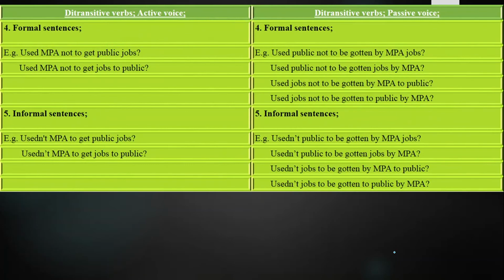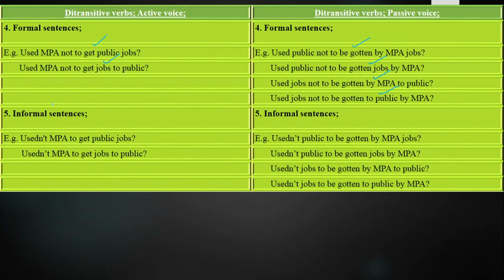Next we have got the formal sentences of modal auxiliary verb used to. Those sentences in which we ask a question, deny the statement, and ask in a formal and polite way are called the formal sentences. Use MPA not to get public jobs. Use MPA not to get jobs to public. Use public not to be gotten by MPA jobs. Use public not to be gotten jobs by MPA. Use jobs not to be gotten by MPA to public. Use jobs not to be gotten to public by MPA.